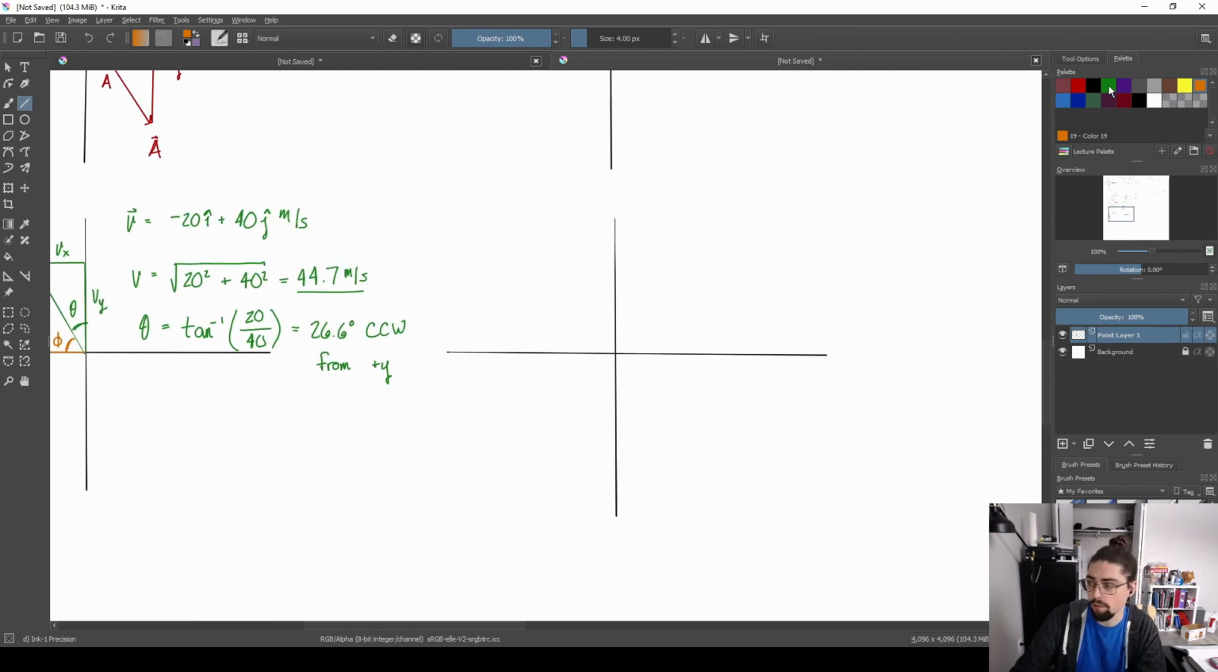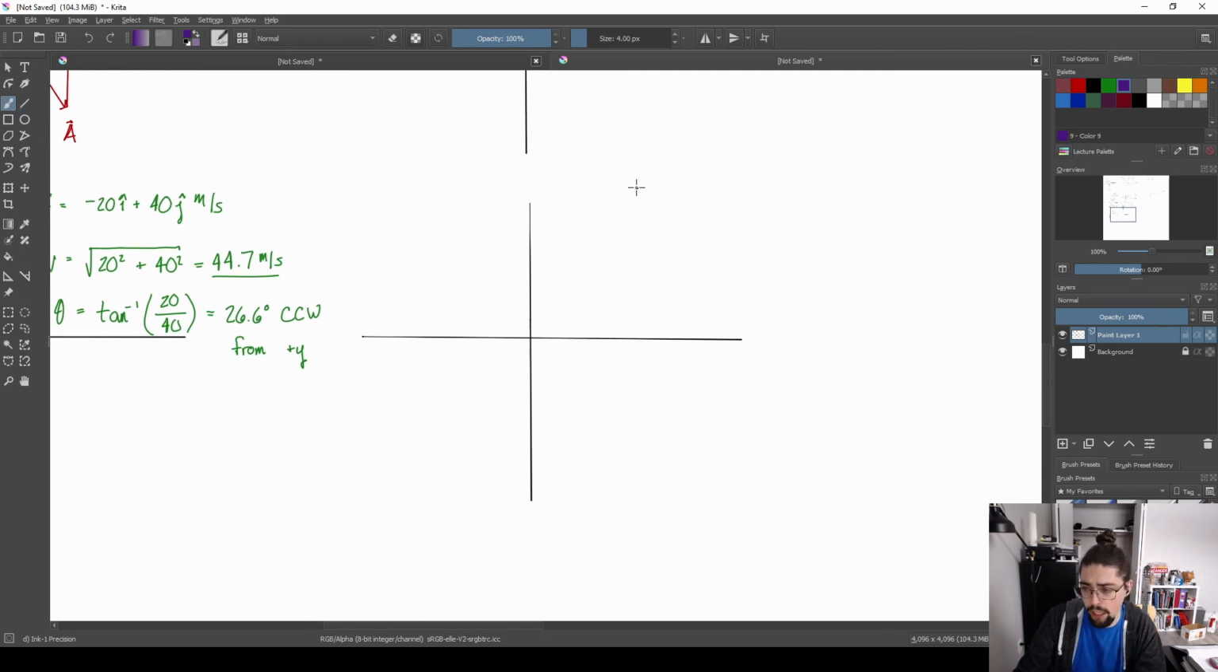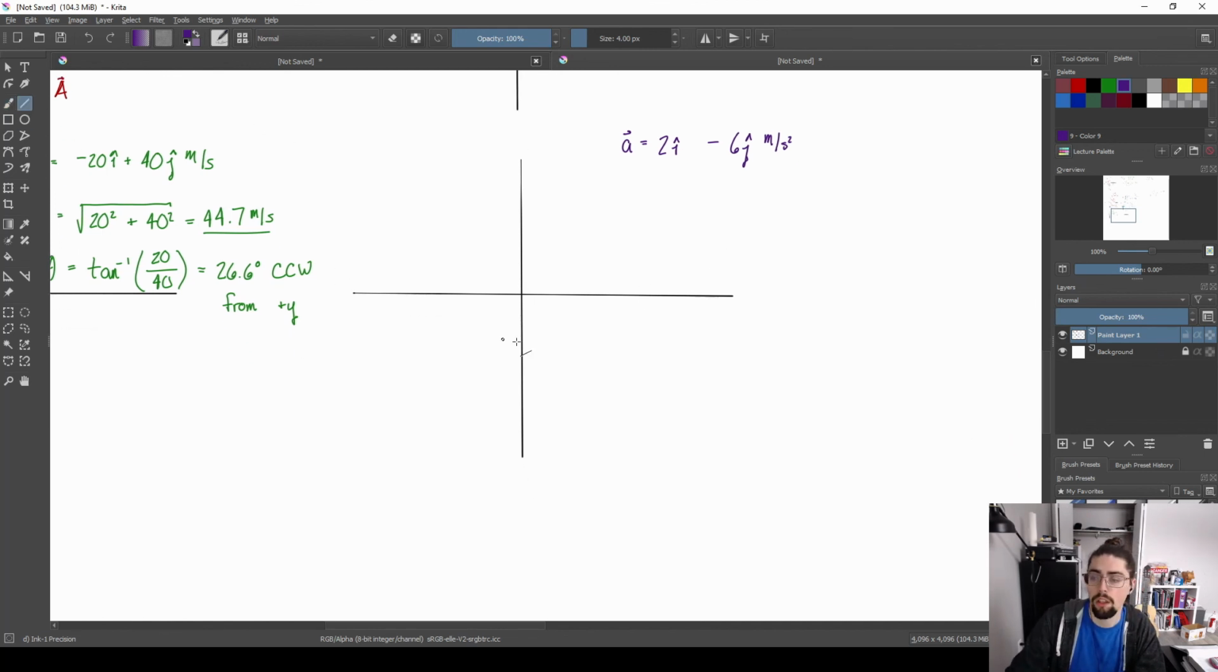My very last one here. In purple, I'm given an acceleration vector, a, little a, 2 i hat minus 6 j hat meters per second squared. So, let's draw this thing out. A little bit of x, and then negative y, something like that, roughly speaking. Let's go back to just my positive from the positive x-axis. That's a common way to do this. I would get something like that.